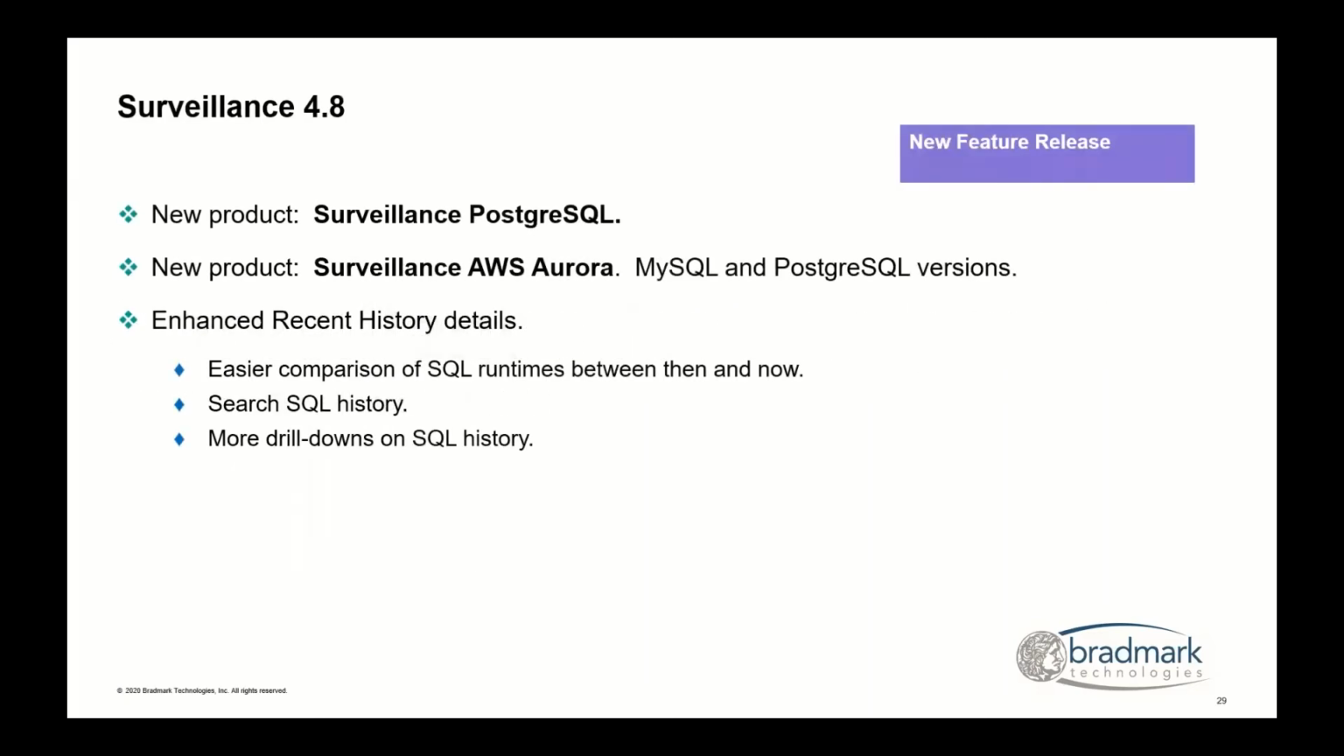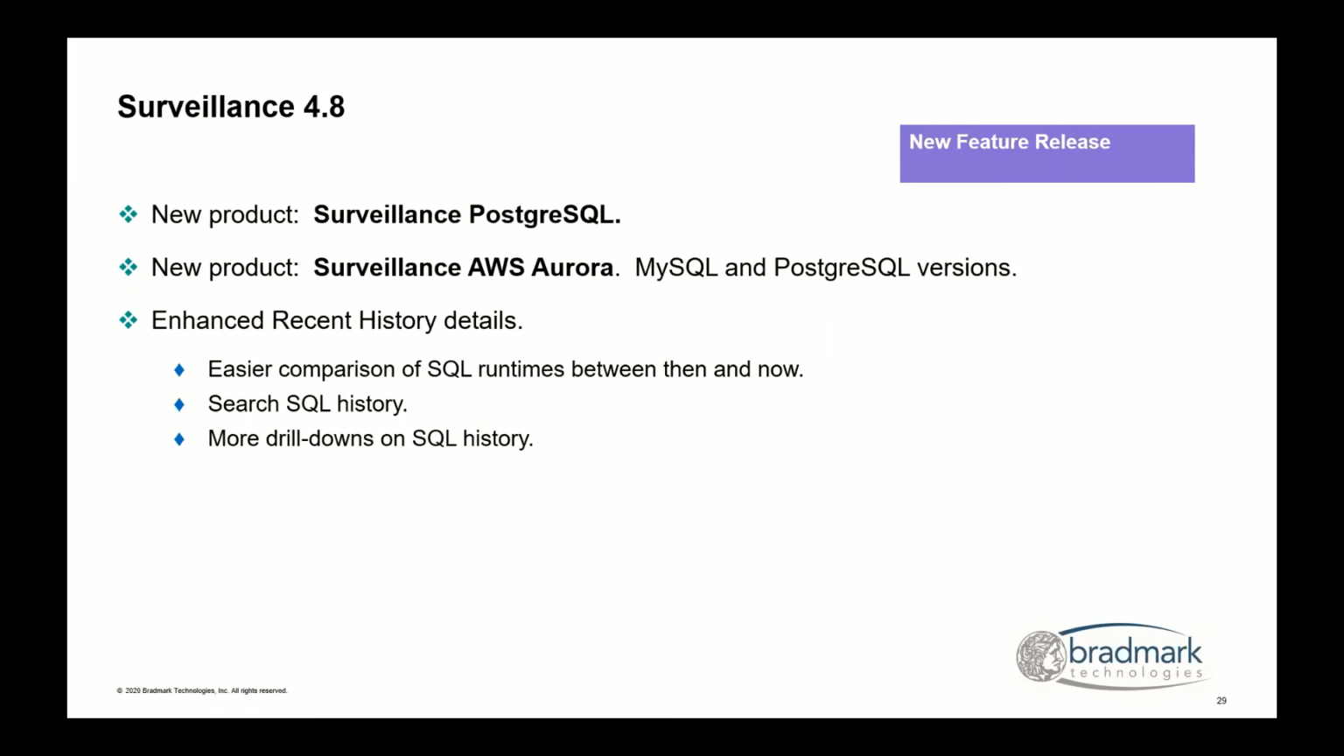In our 4.8 release, we released surveillance for PostgreSQL as well as surveillance for AWS Aurora, because now that we have MySQL monitoring and PostgreSQL, we're able to monitor both variations of Aurora. We also have other enhancements in 4.8, including enhancements to recent history. If you caught our earlier webinar, you know that we added some nicer things in recent history to show comparison between SQL runtimes of different time periods more easily, because you can already do that when you open up multiple tabs. You could run different reports, different time periods, like that top SQL by time range stuff. You can run that in one tab and then run another tab, and you can do other things to do comparisons. But we make it easier in the 4.8 enhancements.